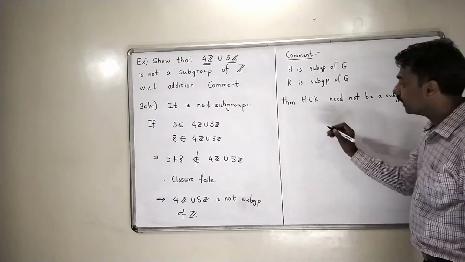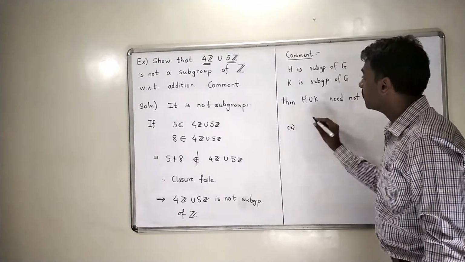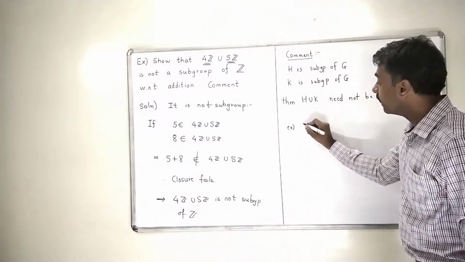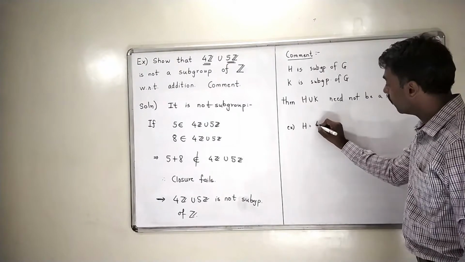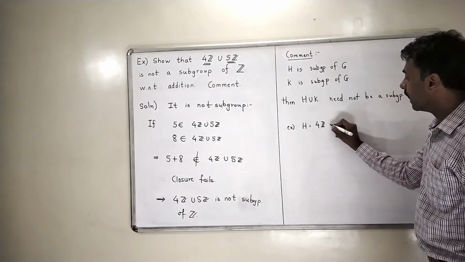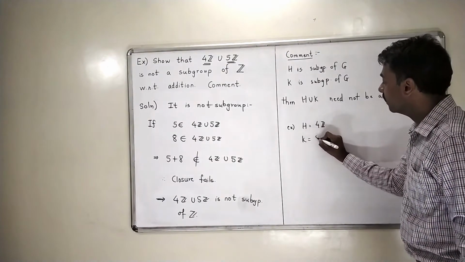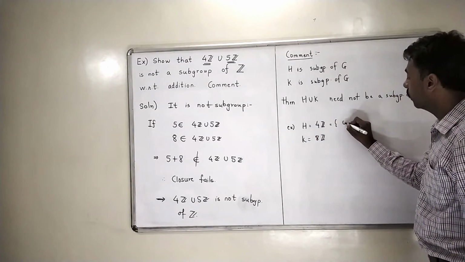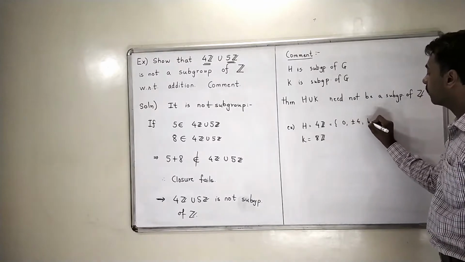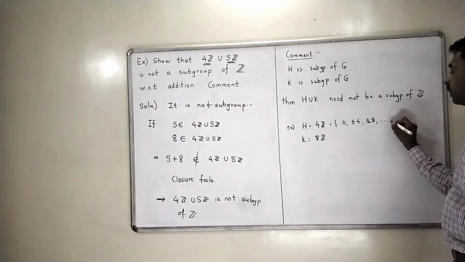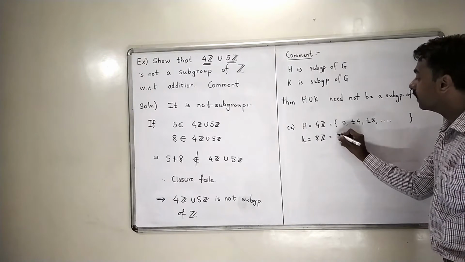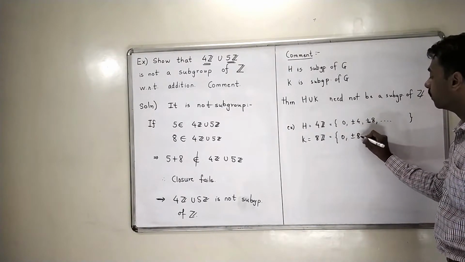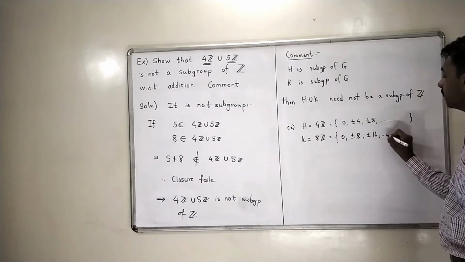Now we will take an example in which H is a subgroup, K is a subgroup, and H union K is also a subgroup. That example is very easy. You take H equal to again 4Z, and you take K equal to 8Z. Right? Now what is 4Z? 4Z is all multiples of 4: 0, plus or minus 4, plus minus 8, plus minus 12 and so on. What is 8Z? 8Z is 0, plus minus 8, plus minus 16 and so on.